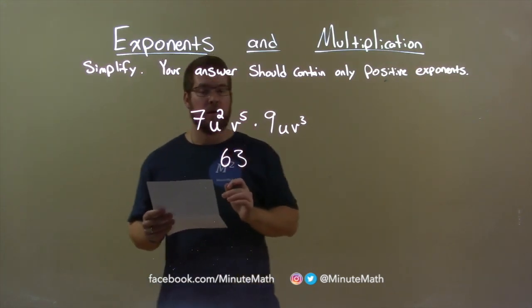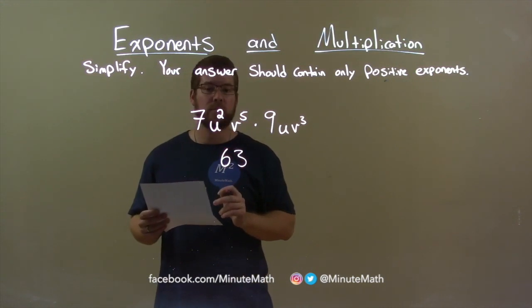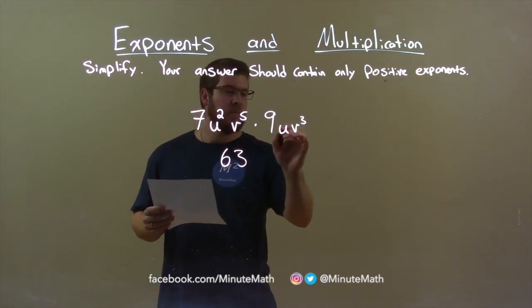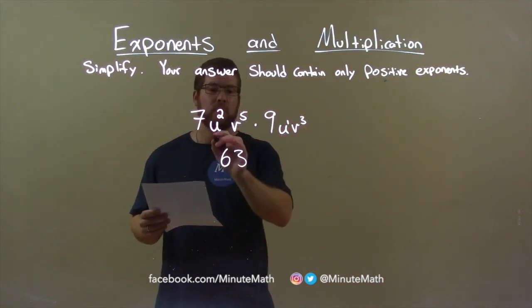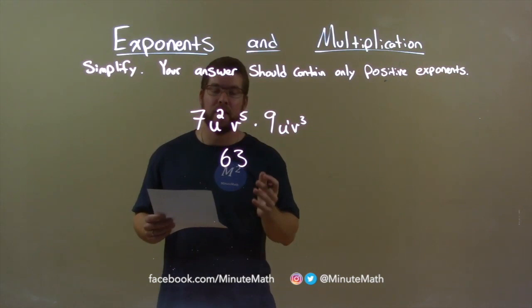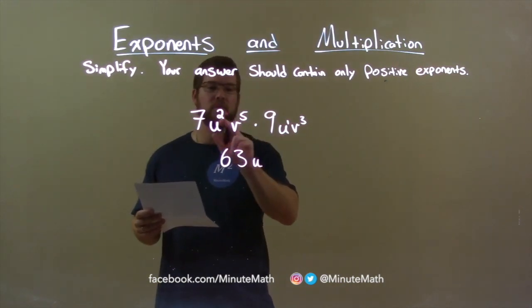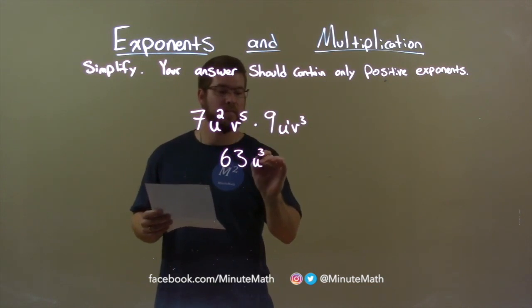Next, I look at my variables. First variable I see is a u, and we have a u here and a u there. But the second one, when there's no exponent, we know it's to the first power. When we multiply variables with the same base, we add the exponents. So u squared times u to the first is u to the 2 plus 1, which is 3.